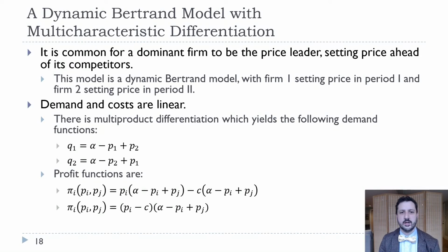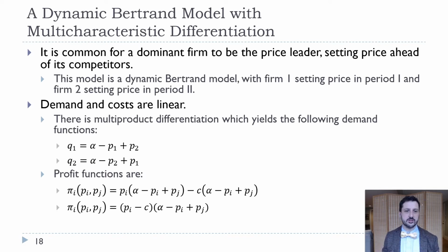Okay, so now we want to look at a dynamic game that's based on the Bertrand model with multi-characteristic differentiation. But what we'll see here now is we get an opposite conclusion as we did from the Cournot game, the Stackelberg model. So this is perhaps not an uncommon situation in the real world, where a dominant firm is a price leader. And so the dominant firm is going to set the price ahead of its competitors. And then firm 2 will set the price in period 2.